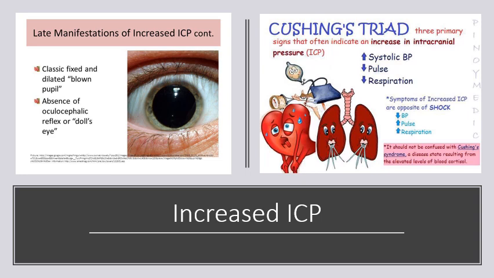So let's talk about increasing intracranial pressure for a minute. As your intracranial pressure increases, your blood pressure has to increase as well in order to maintain a cerebral perfusion pressure that's higher than intracranial pressure in order to pump blood into your brain. So let me say that one more time. When your intracranial pressure increases, your blood pressure has to increase in order for your cerebral perfusion pressure to be greater than your intracranial pressure.